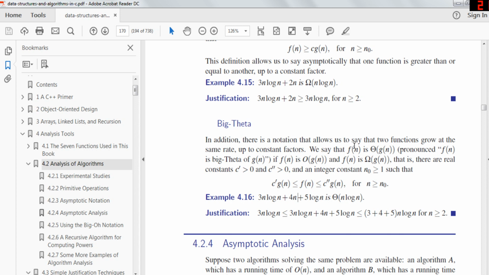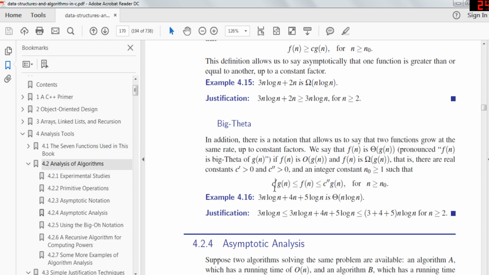They're saying that something is big theta of another thing if f(n) is O of g(n) and f(n) is omega of g(n). That is, there are real constants such that a constant multiplied by another function is less than or equal to your original function, which is also less than or equal to another constant multiplied by that function. That's all they're saying here, okay?